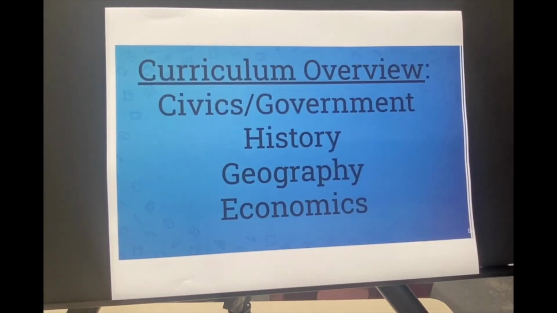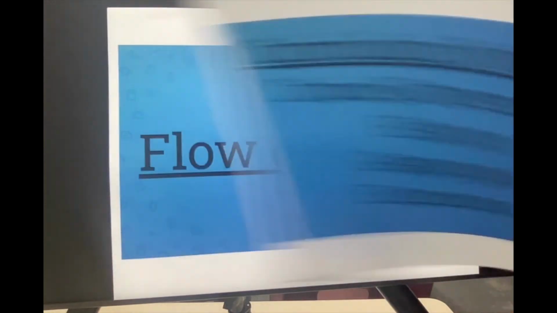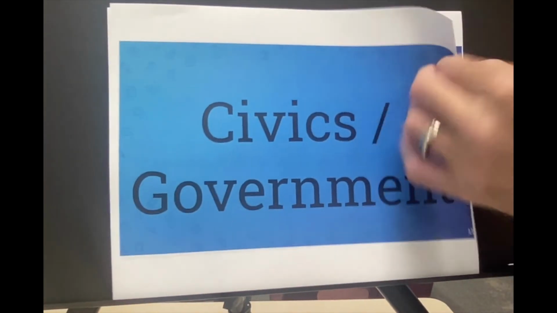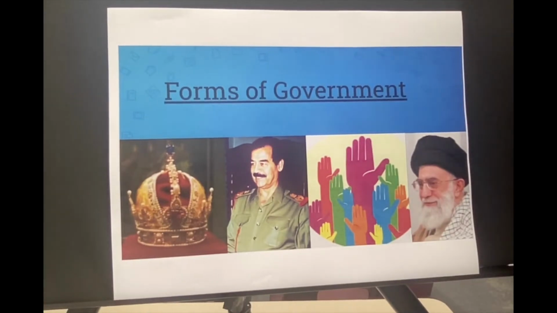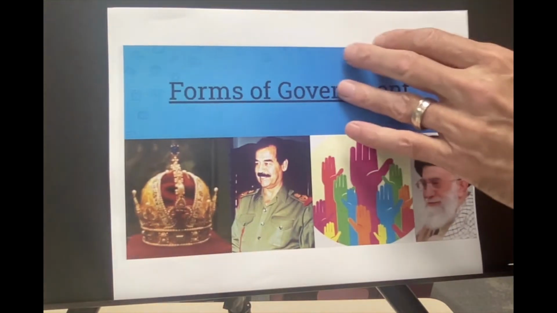The 7th grade curriculum is a lot of civics and government, a little history, a little geography, a little economics. Here is the flow of units. We start out with a lot of civics and government. Current unit now is forms of government. They learn about monarchies, dictatorships, democracies, theocracies, and some other types of government.